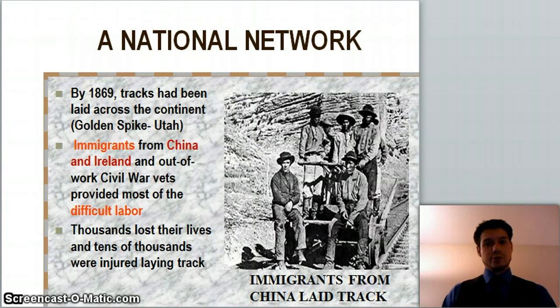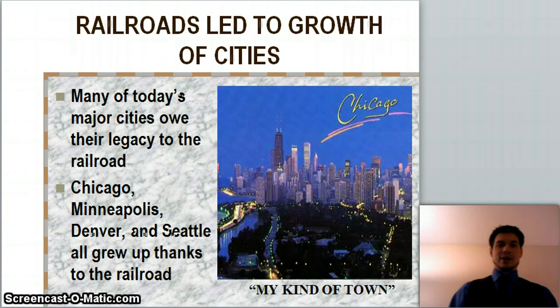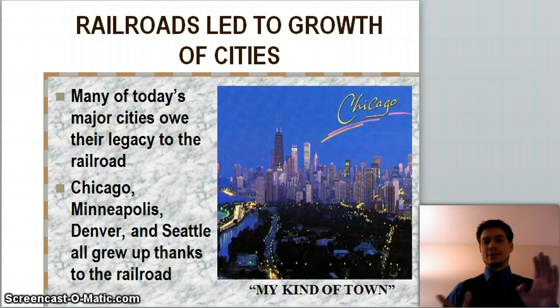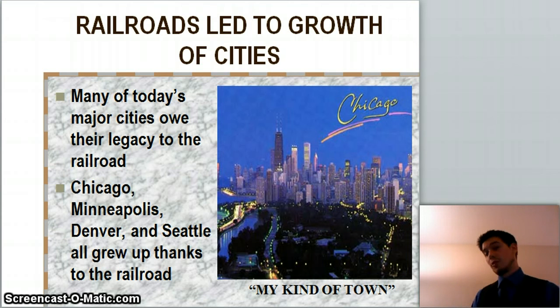Railroads were huge. Now we have a national network here, okay? We have the immigrants from China and Ireland and a lot of out-of-work Civil War vets providing this difficult labor to make and lay down all of this track. And thousands actually lose their lives, again, laying down this track. But it leads to huge cities. Cities start to grow because you have Chicago, Minneapolis, Denver, Seattle. All these grow up thanks to the railroads that go right through them.